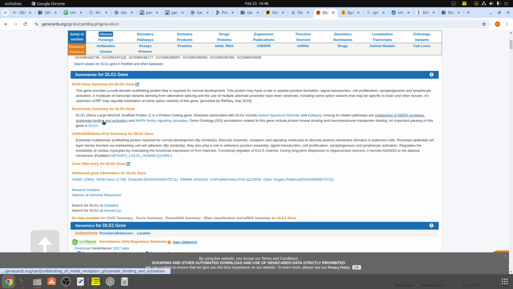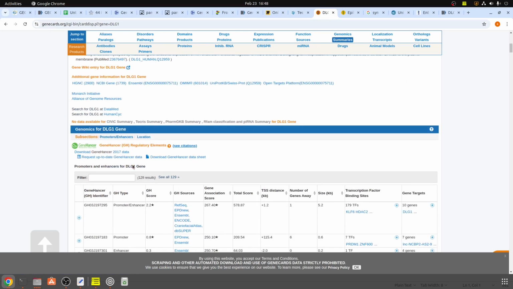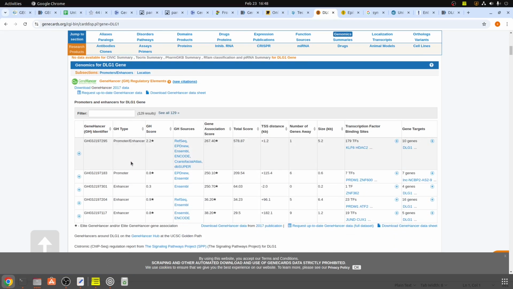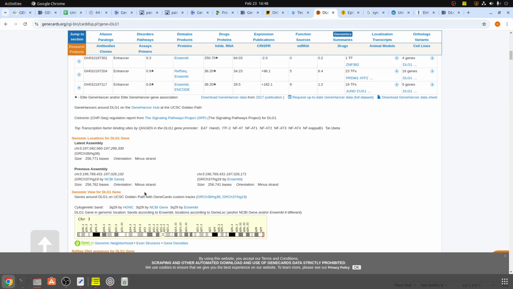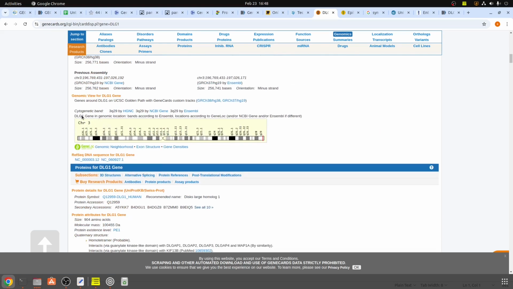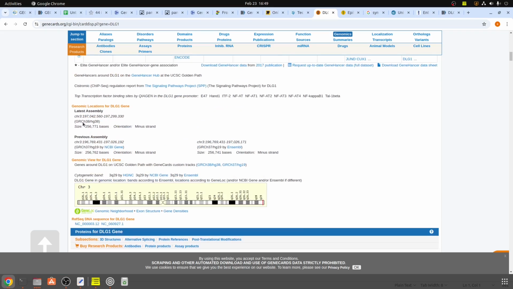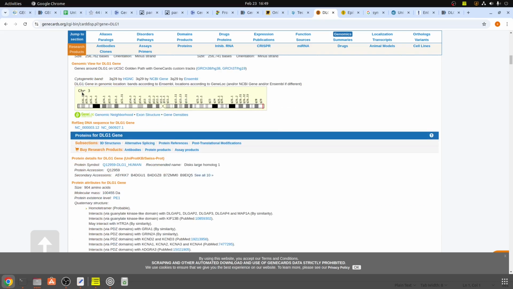And unblocking NMDA receptors determines MAPK pathways. So when you go lower down, you can also see the promoters and the enhancers for this particular gene. You can also download the gene enhancer, but the data is from 2017. You can also see the genomic bands and which chromosome location it is associated with. It is in chromosome number 3.